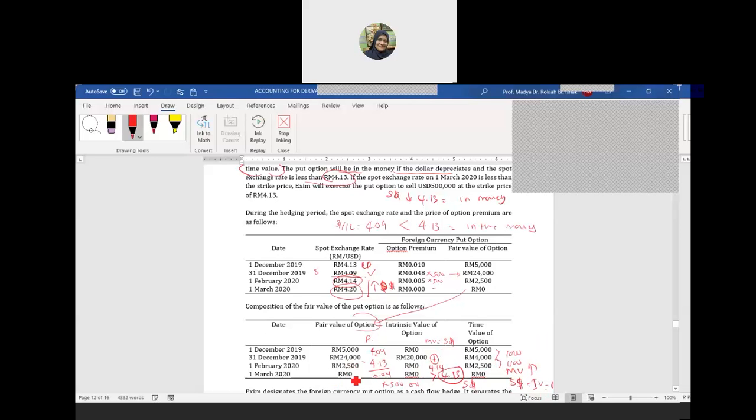Okay, and then on 1st of March here, the fair value is 0. So the intrinsic value is also 0, because now on 1st of March, the market price is 4 ringgit and 20, which is higher than 4 ringgit and 30. So the intrinsic value here should be 0. So when the fair value is 0, the intrinsic value is 0. So the time value is also 0. Since this one is reducing by 2,500.